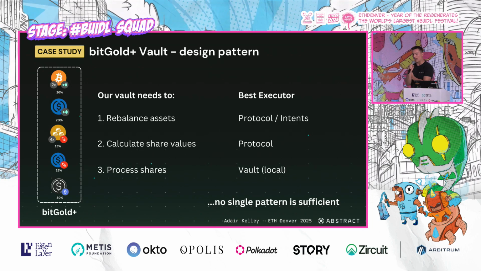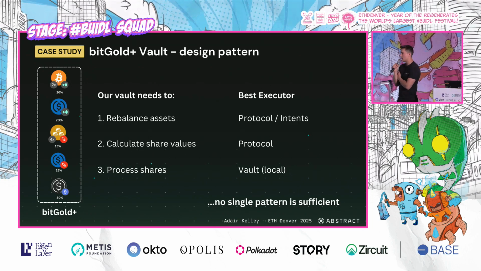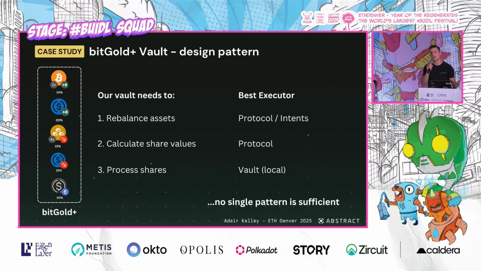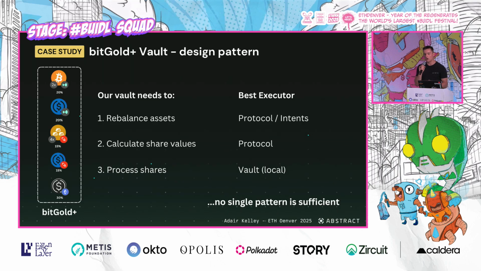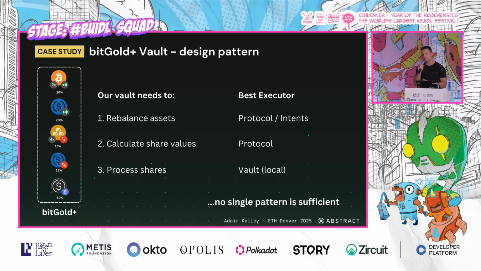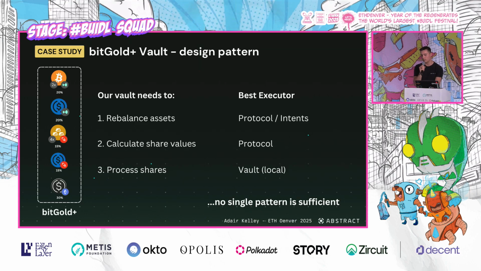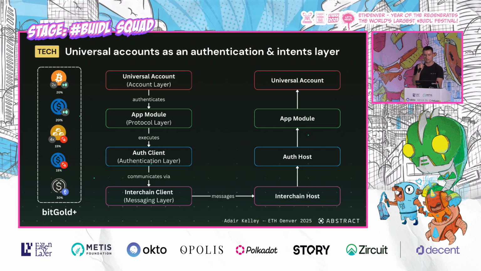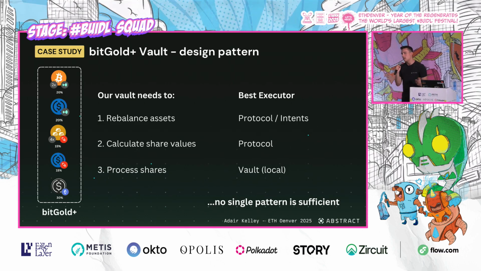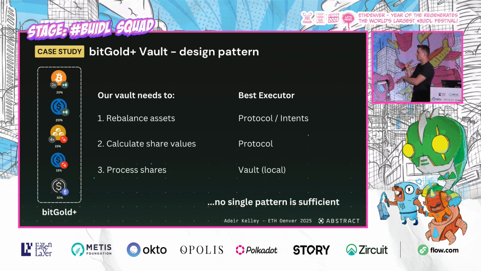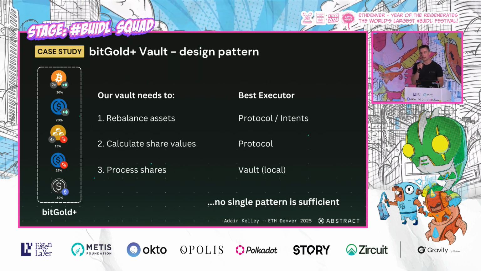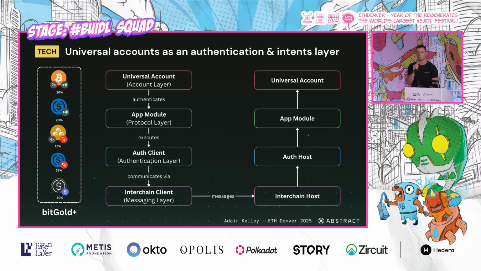Okay, so let's go back to our BitGold plus Vault and look at the design pattern for this. The best executor for rebalancing assets is going to be the intents, or if your balances in the Vault are over $100 million, probably best to be done on the protocol level. Same with calculating Vault shares, and then processing those shares is actually going to be done completely locally. But not one single pattern that we looked at before, the hub and spoke or the intent model, is sufficient to build this type of application. You need to combine them.